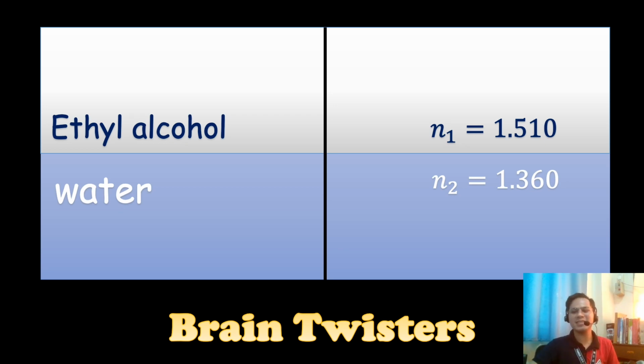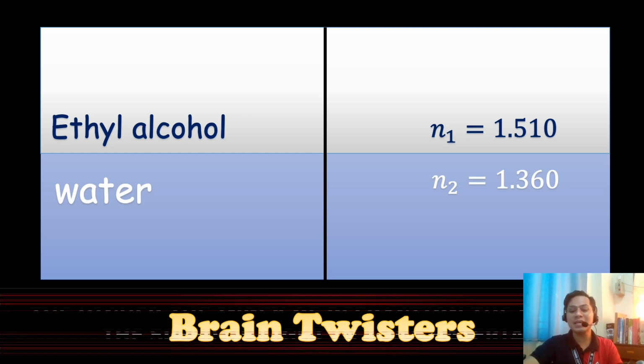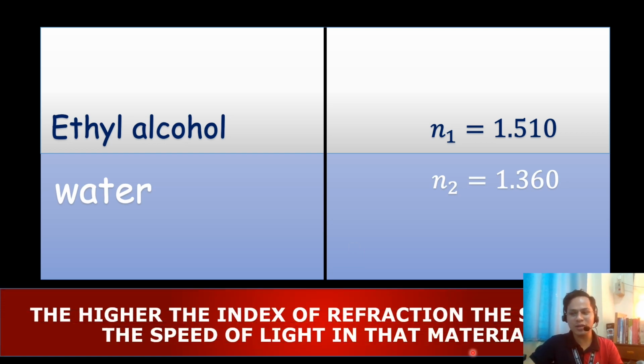Okay, in this case, in which medium does light travel slower? The answer is, very good, ethyl alcohol. Because, I will read this again, the higher the index of refraction, the slower the speed of light in that material. So light will travel slower in ethyl alcohol compared to water, because it has a bigger index of refraction.